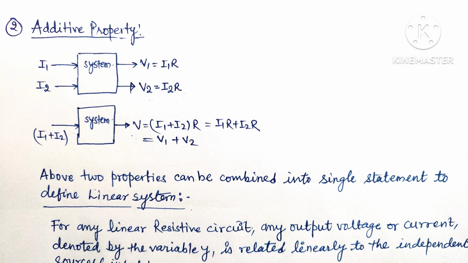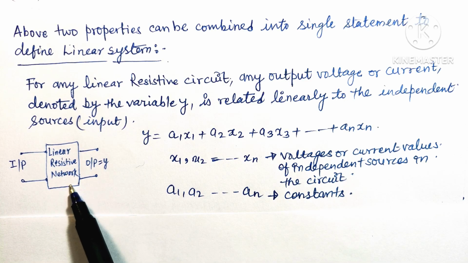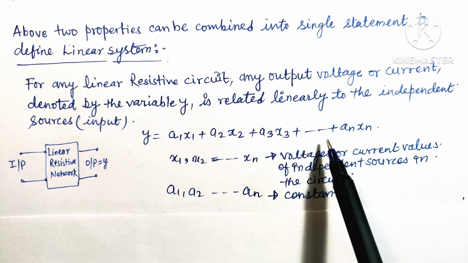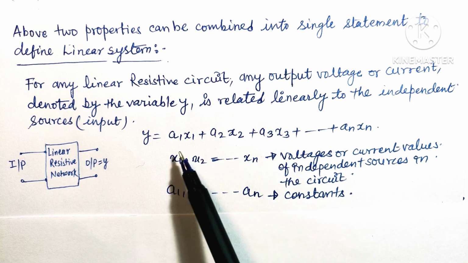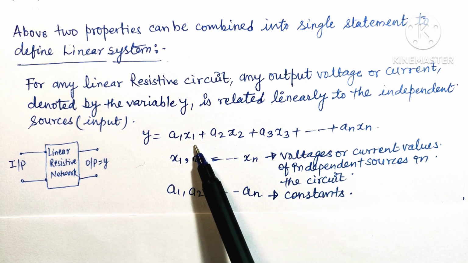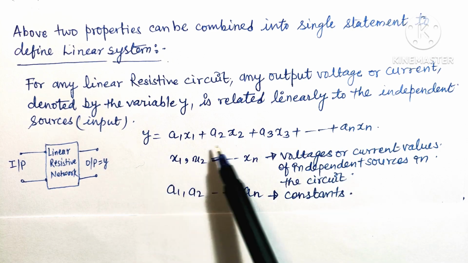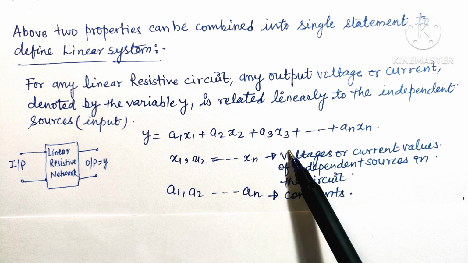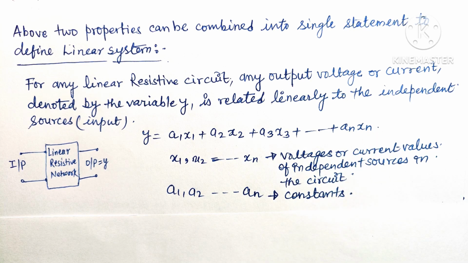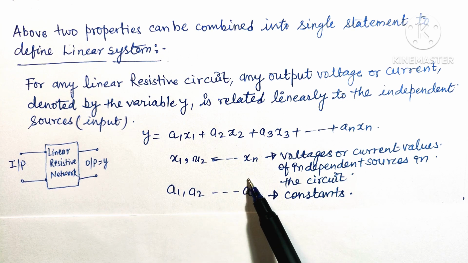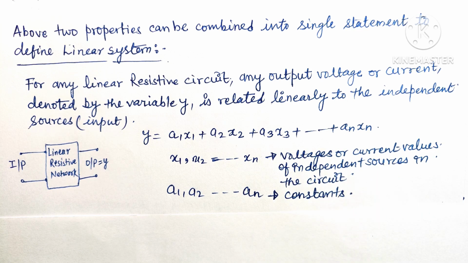Now if we combine both these properties, then a linear system can be defined as follows. Suppose we have a linear resistive network, and x1, x2, x3 up to xn are multiple inputs applied, and a1, a2, a3 are constants multiplied at the input. Then the response at the output y will be linearly related as given here: y equals a1 x1 plus a2 x2 plus a3 x3 plus up to an xn. As we are dealing here with network circuits, we can assume that these inputs x1, x2, x3 may be voltage or current values of independent sources.